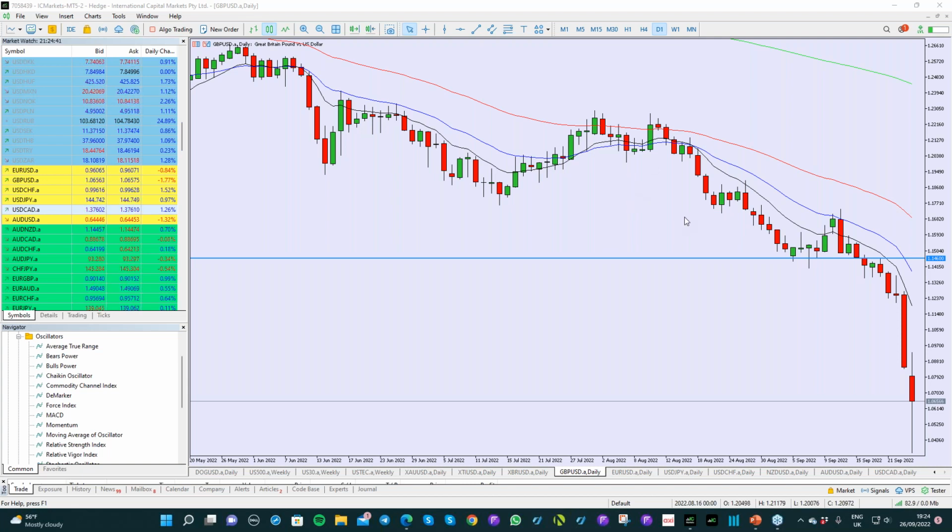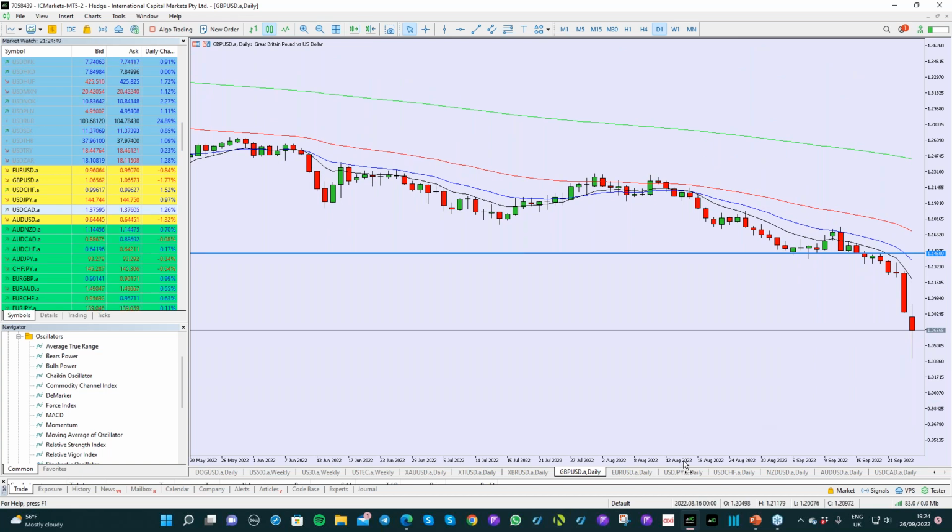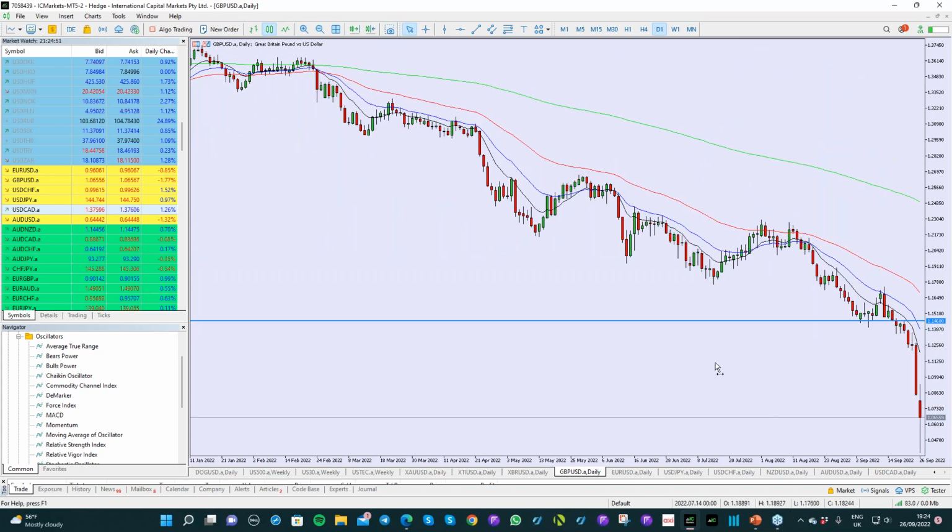Okay, so the next thing, which has already been mentioned, would be Fibonacci. So how do we use Fibonacci in order to help us with our trend trading?